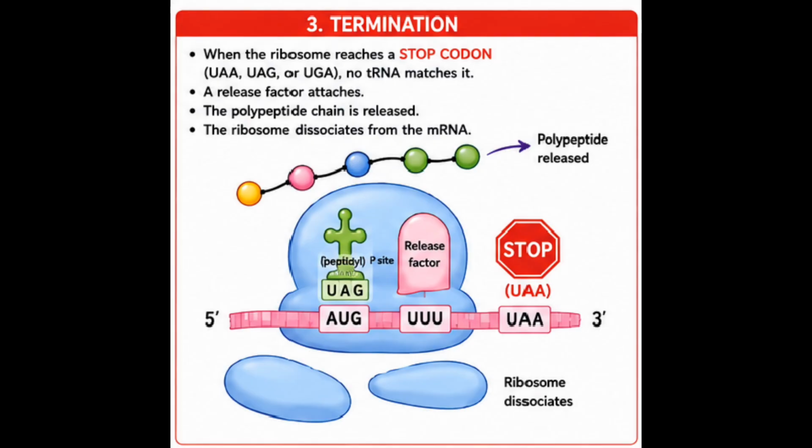Finally, we have termination, which means the end of translation. When the ribosome reaches a stop codon, such as UAA, UAG, or UGA, there is no tRNA carrying an amino acid that matches the stop codon. Instead, this signals the ribosome to stop translation. The newly formed polypeptide chain is released from the ribosome. After that, the polypeptide chain can fold into a specific three-dimensional shape to become a functional protein.